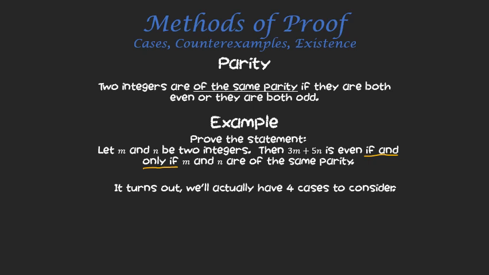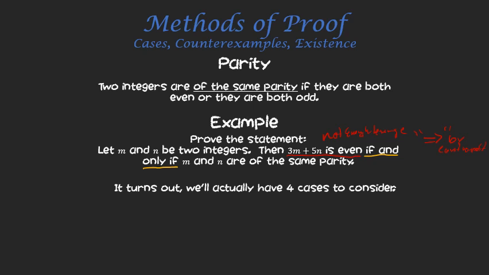So let me just talk through why that's true. So in the forward direction here, showing 3m plus 5n is even implies m and n are of the same parity. Well, you should see that we don't have enough leverage, that assuming 3m plus 5n is even is going to be not enough leverage. And so we should start by identifying that we'll do the forward direction by contrapositive.